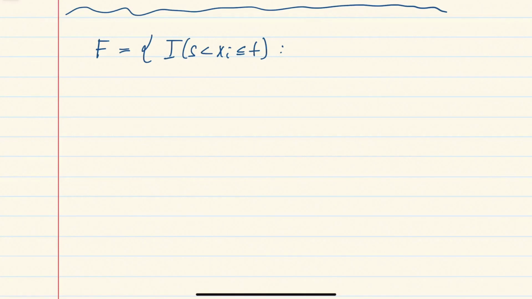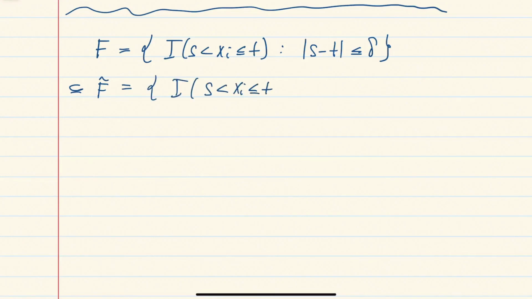Okay, so let's recall that we started with this particular set generated by indicators of the following form, for |s minus t| less than or equal to delta. In this case, this restriction by delta will not really matter to us, so we'll just increase it and consider the set F tilde of all indicators of this form, with s and t in [0, 1].